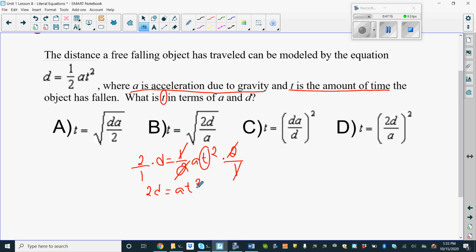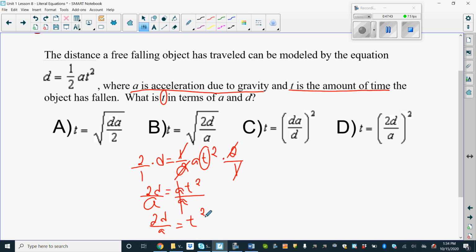So still, this t has this squared attached to it. So we're going to leave that alone first, but we still have this a. We have to move this a over by using division, because a and t squared are attached by multiplication, so we need to use division. So we divide by a to cancel that out on this side, and then divide by a on this side. So we're left with 2d over a equals t squared.